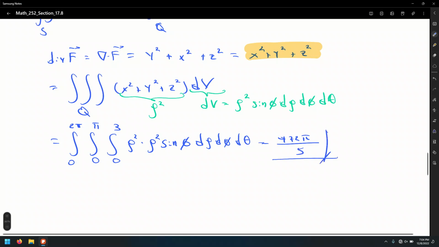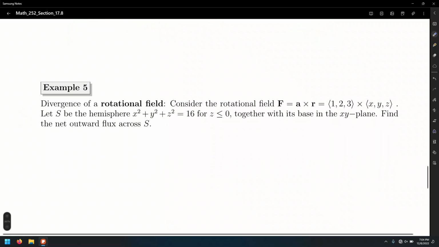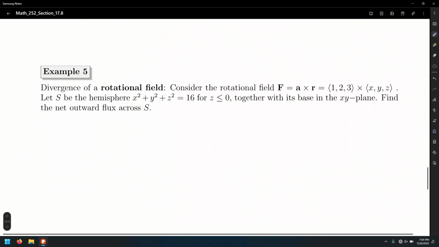And one more example. The next and last example is about the divergence of a rotational field. Let's consider the rotational field, which is a vector field of the form A cross R, where A is just a constant vector and R is actually a variable vector. In this case, that constant vector is the vector 1, 2, 3, and the variable vector is just x, y, and z.